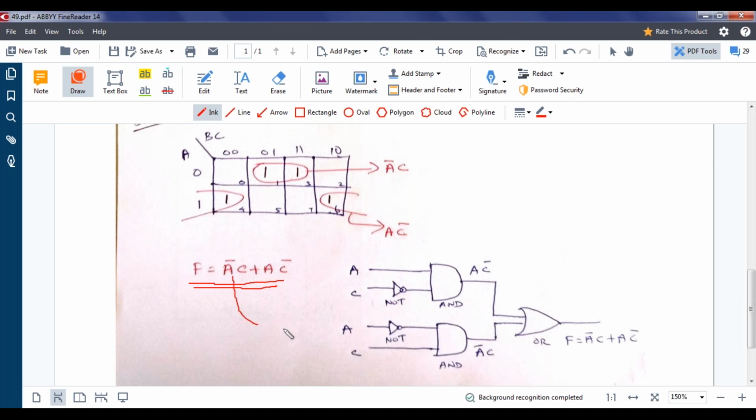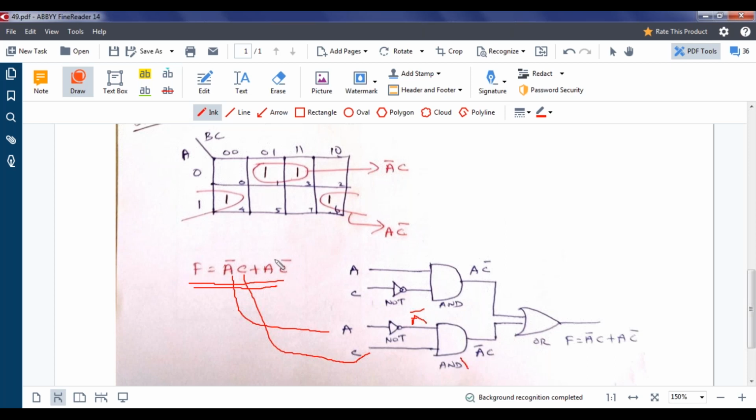The A value is given to a NOT gate, so it becomes A bar. Next, I am giving the C value. For A bar C, I give A bar and C to an AND gate.